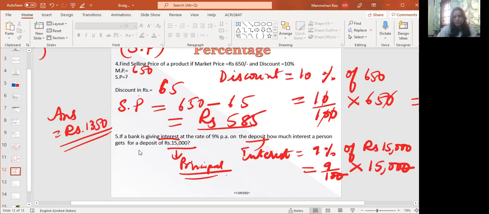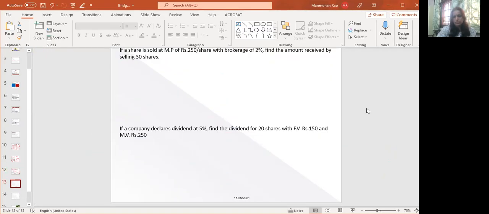RD means that during a fixed time you go and deposit some amount in the bank. Every month you are paying 1,000 rupees, or every month 5,000 rupees. After 3 years, you get the full RD amount with interest. Whenever you deposit, the interest is always simple interest. Whenever you take a loan, it is generally compound interest. So these are very simple problems.